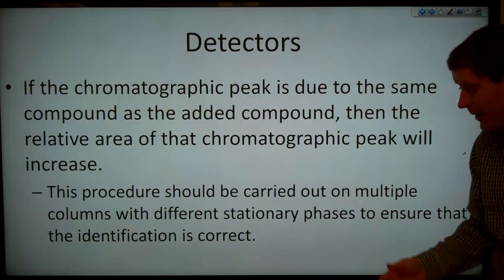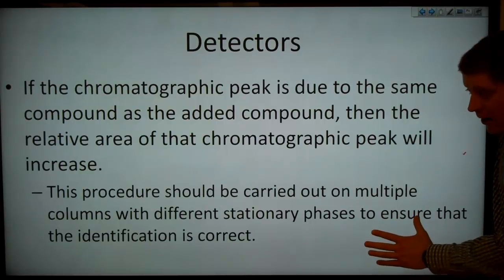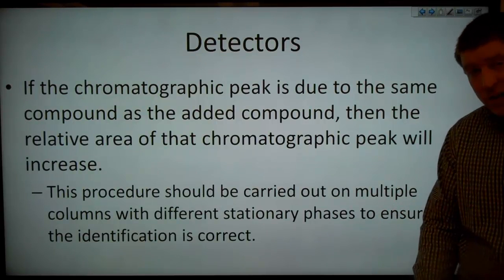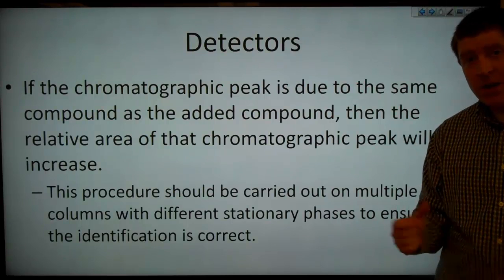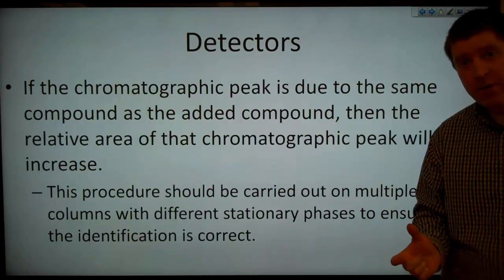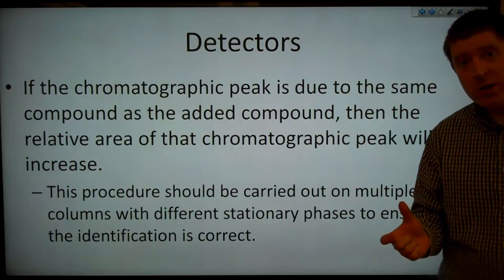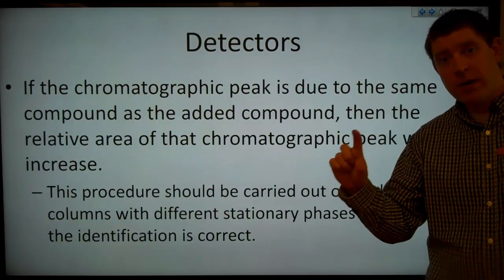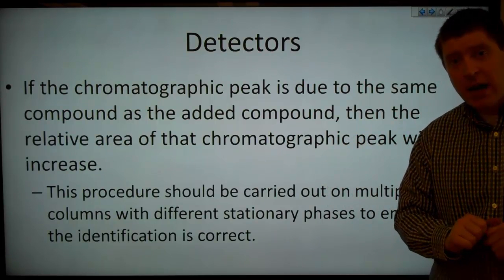And this procedure should be carried out on multiple columns with different stationary phases to ensure that the identification is in fact correct. Because if that peak is growing on multiple columns with different stationary phases, then we can be reasonably sure that we don't have two separate compounds that simply have the same retention time on the column that we've been looking at.